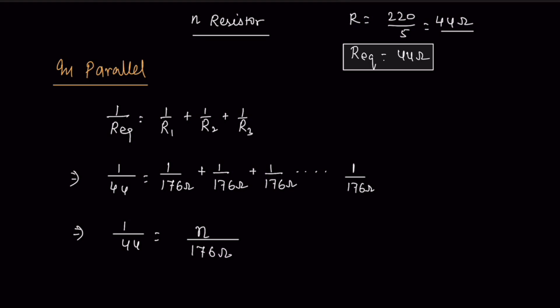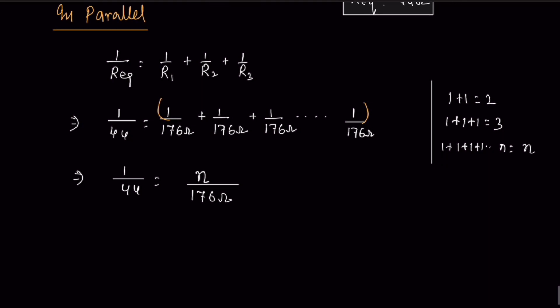How is this N formed? See, if you add 1 plus 1, it is 2. 1 plus 1 plus 1 is 3. Same way, if we have n number of resistors, then 1 plus 1 plus 1 plus 1 till n, the total is equal to n. So in the same way, if we add all the 1 values, the total will be equal to n.